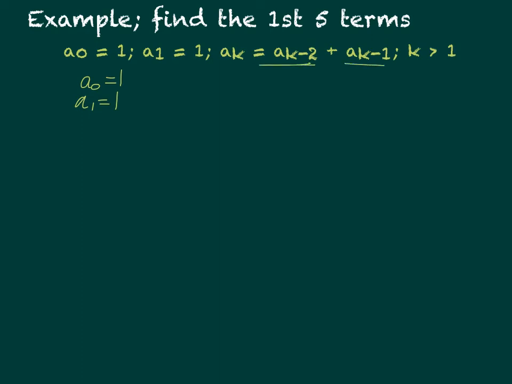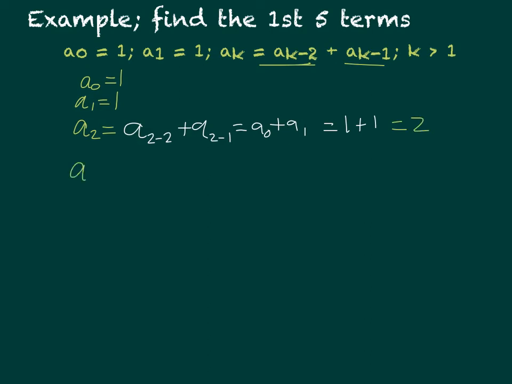So it looks to me like we're just going to add the 2 previous terms, because k minus 2 would be 2 minus 2, which is 0, so that would be a sub 0. And then k minus 1 would just be the term right before it. A sub 2 equals a sub 2 minus 2 plus a sub 2 minus 1, which would be a sub 0 plus a sub 1. So that would be equal to 1 plus 1, which obviously is 2.